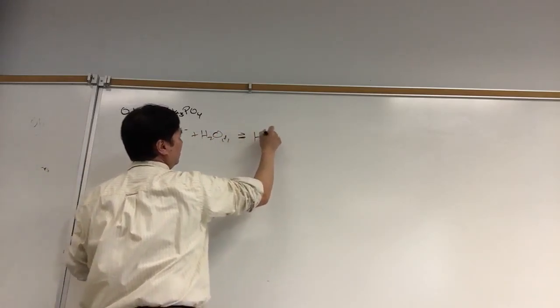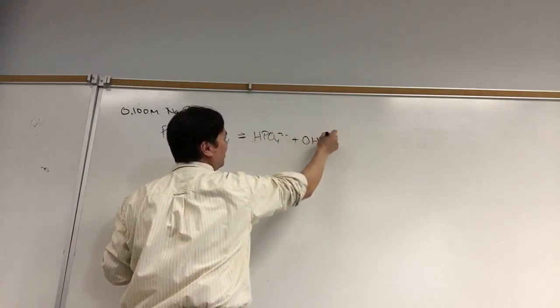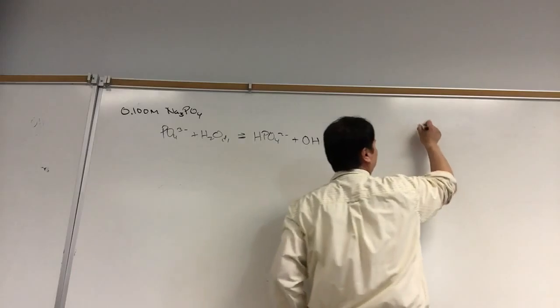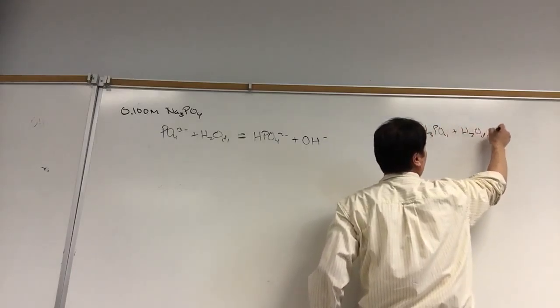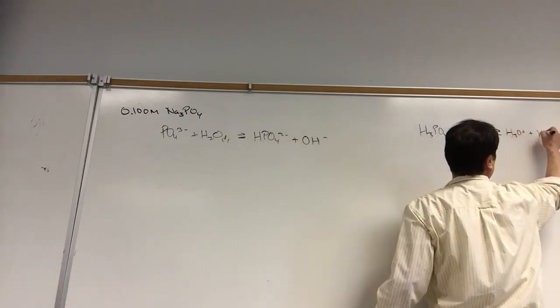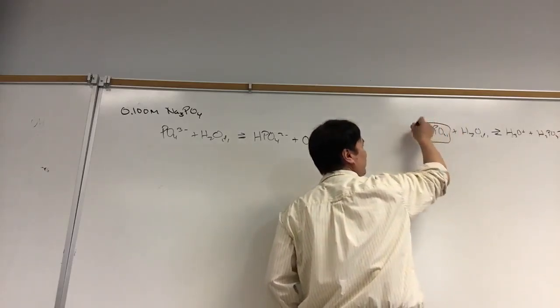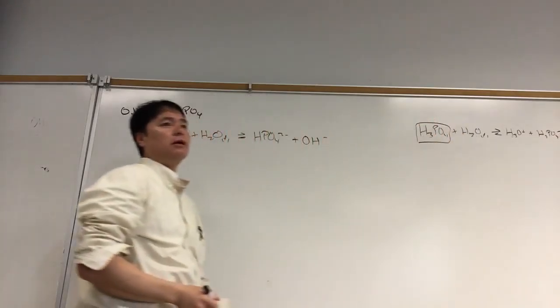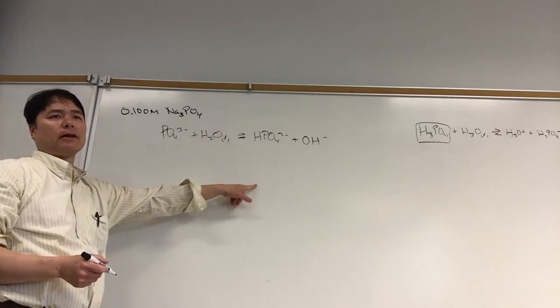Why can't we just write it in the reverse direction? You cannot. A lot of people do this on the test. They write H3PO4 plus H2O(l) going to H3O+ plus H2PO4-. But the problem is there's no H3PO4. If we were given H3PO4, then you could write it in reverse.